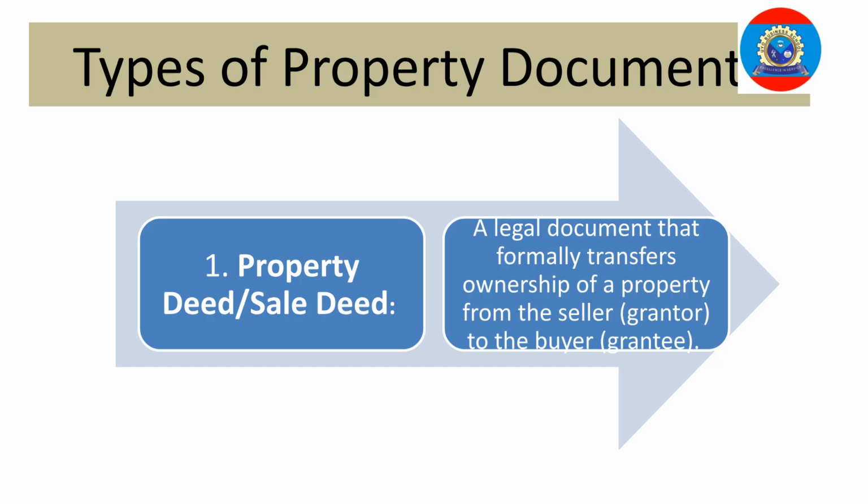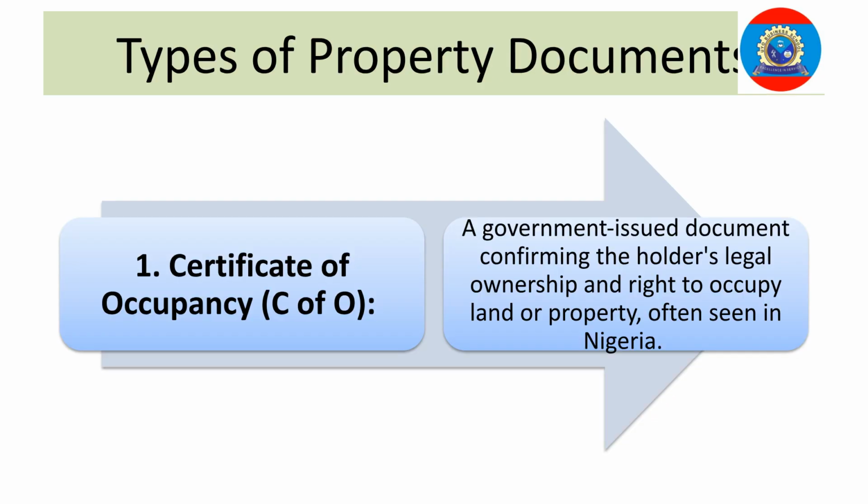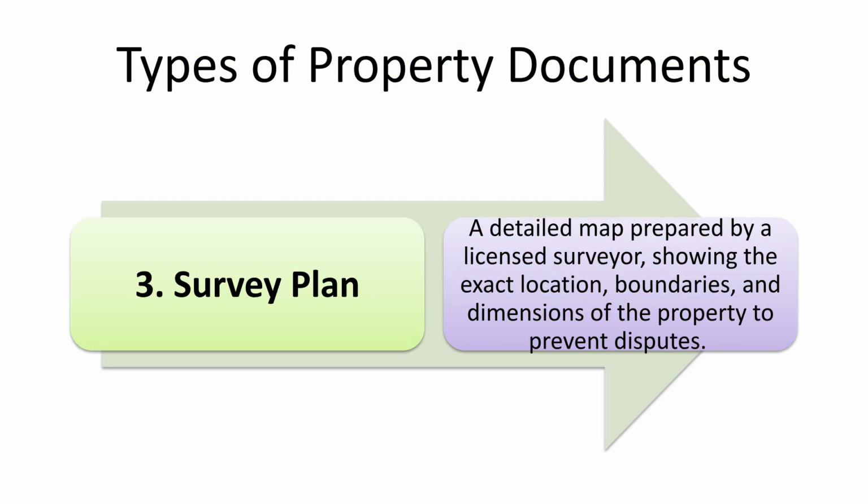This legal document formally transfers ownership of a property from the seller, the grantor, to the buyer, the grantee. Another type is the Certificate of Occupancy, or C of O. This is a government-issued document confirming the holder's legal ownership and right to occupy the land or property, commonly seen in Nigeria. The survey plan is a detailed map created by a licensed surveyor.